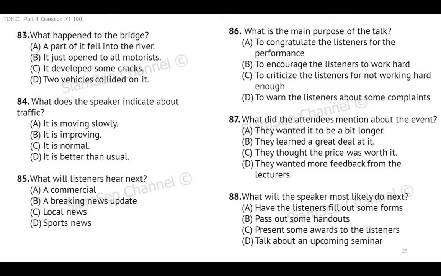Questions 86 through 88 refer to the following talk. I'm really proud of the way everybody in this room contributed to the conference we held here last weekend. Thanks to your efforts, it was a complete success.